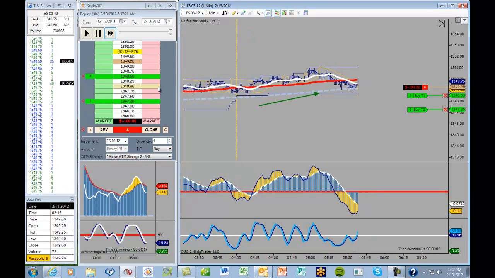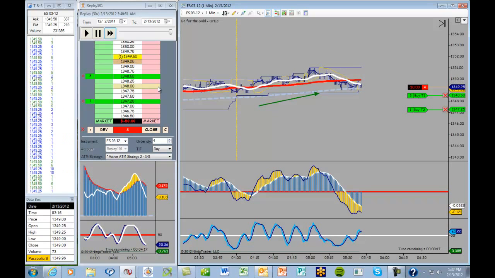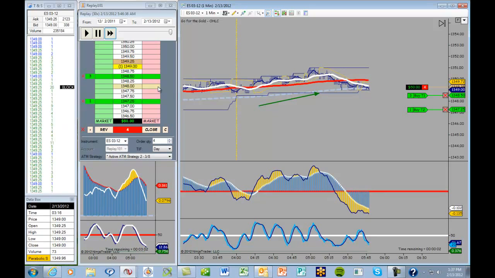Well, our white moving average is definitely below the red. We flipped the parabolic back to bullish, but we haven't hit our target yet, so we're going to hang in there. Now we're back to bearish on the parabolic. You can see how we're stuck on that support zone there, but if we can just get past it, we might see some selling off here.